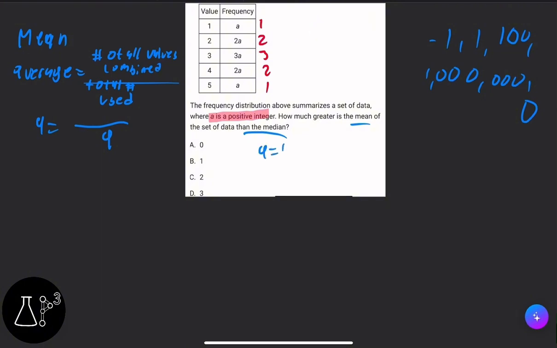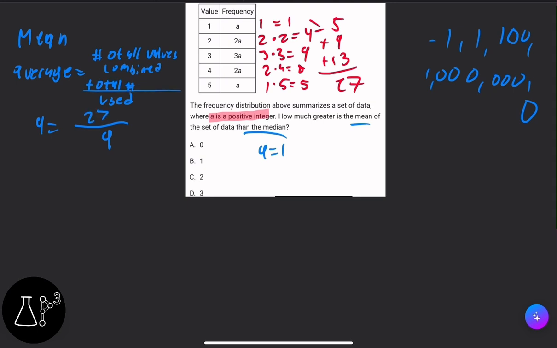A equals 1. So now all we have to do is 1 multiplied by 1 equals 1. 2 multiplied by 2, I'm just getting the value numbers and the frequency numbers combined, which equals 4. 3 multiplied by 3 equals 9. And 4 multiplied by 2 equals 8. And 1 multiplied by 5 equals 5. If we combine the values, we get 5 plus 9 plus 13. So we would get 27. That is the value of all the numbers combined. So 27 divided by 9 equals 3. So average, or the mean, equals 3. And that is our mean.